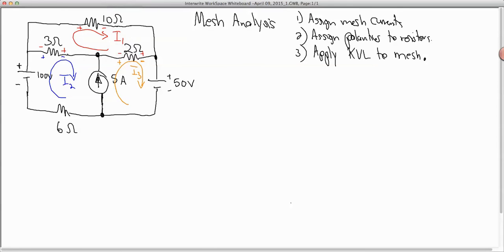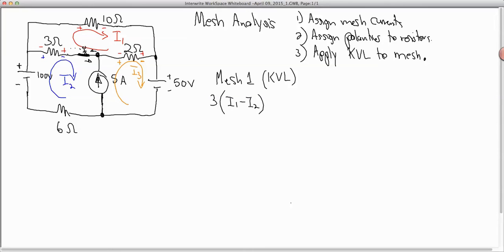Now I'm gonna apply to mesh 1 Kirchhoff voltage law, and remember, we are gonna imagine that I start here and that I'm gonna walk the entire mesh. So the first thing that I see is that resistor. So we have 3 times I1 minus I2. Why? Because in this branch we have one mesh where the current is flowing in this direction as I1, and then a current flowing in this direction that is I2. That's why this is what I have.